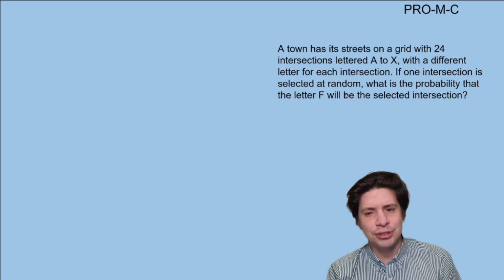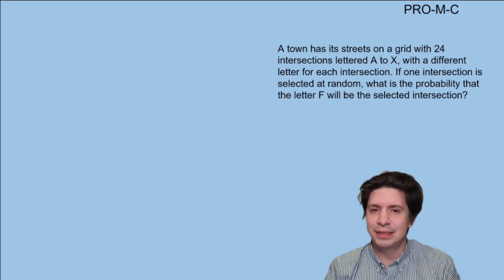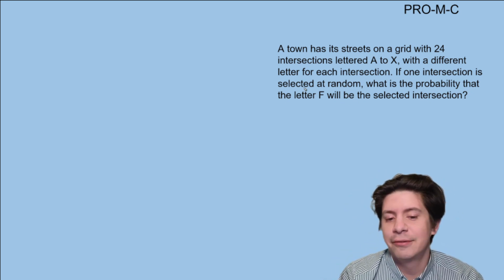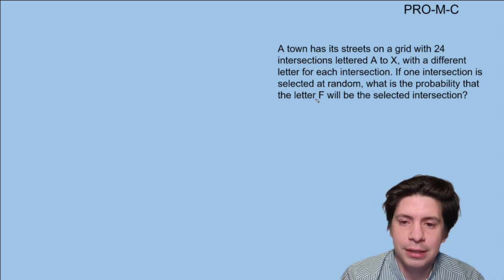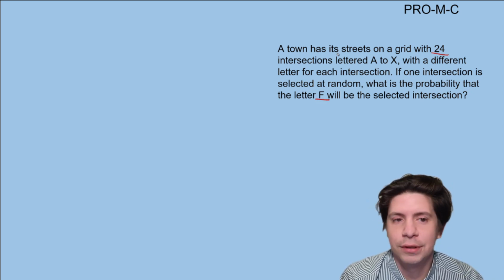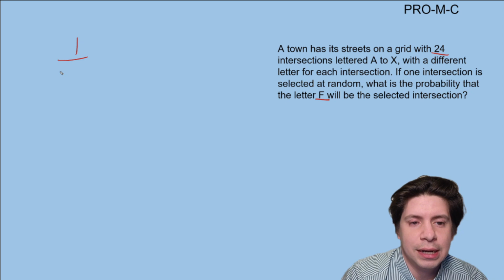So this feels more abstract than ones we've done before, but it's actually just as easy as the easy ones. Has kind of a weird setup, but it's still simple probability. There's one letter we're looking for out of a total of 24. So we would do 1 out of 24.